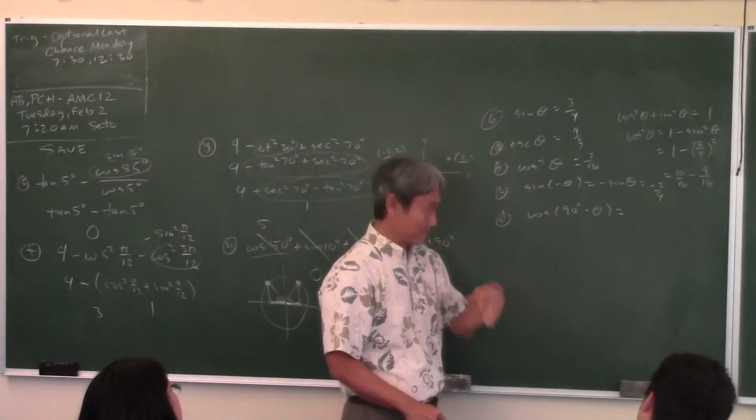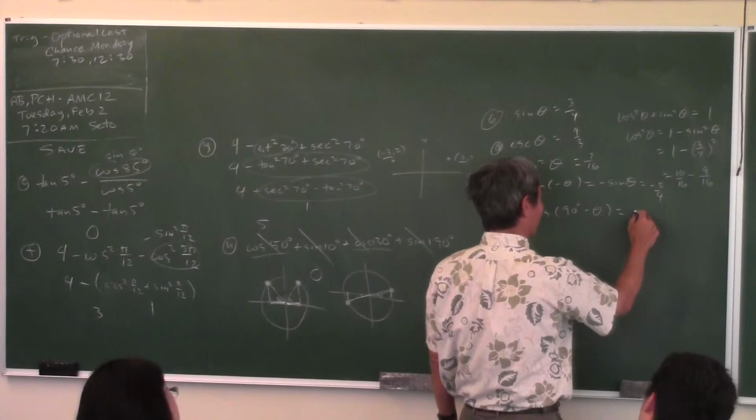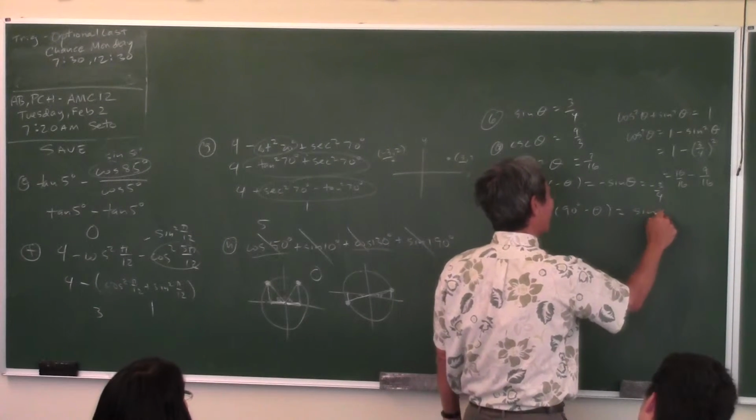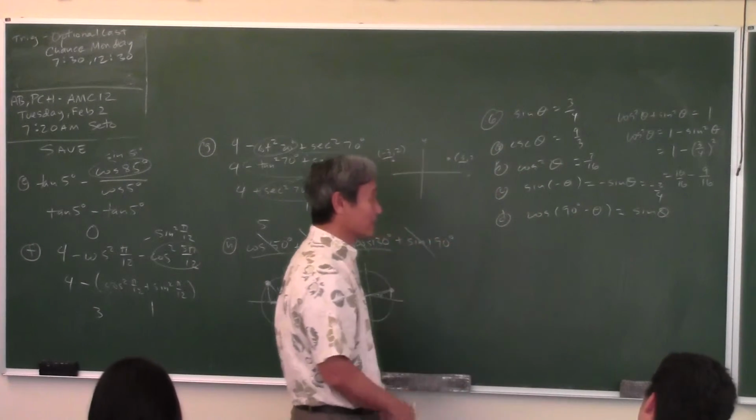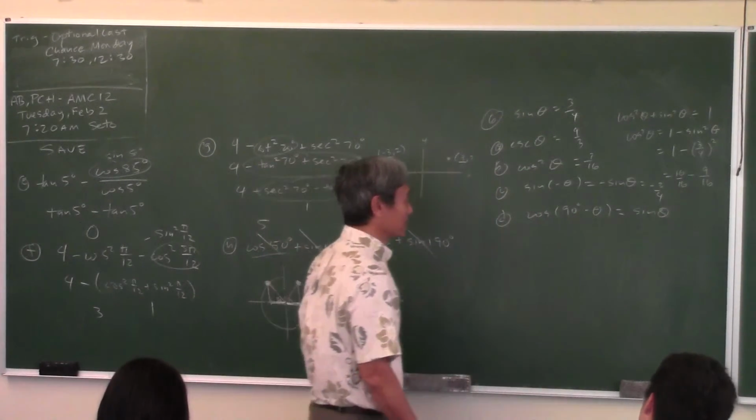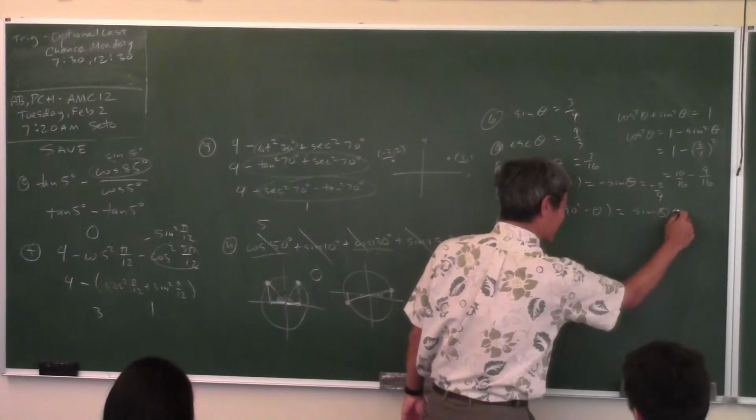And then finally, what is the cosine of 90 minus theta? That's on the identity sheet. Don't worry, I'm going to know it on Tuesday's part. Sine theta. When two angles add up to 90 degrees, the cosine of one is the sine of the other. So what's the answer? Look, it's right there. Sine theta is 3/4.